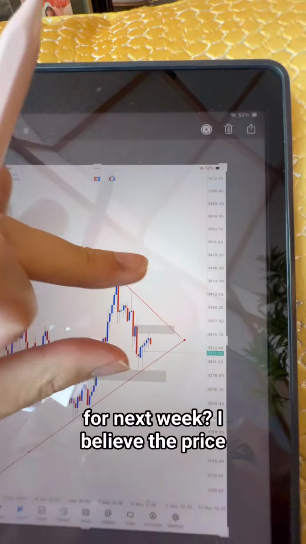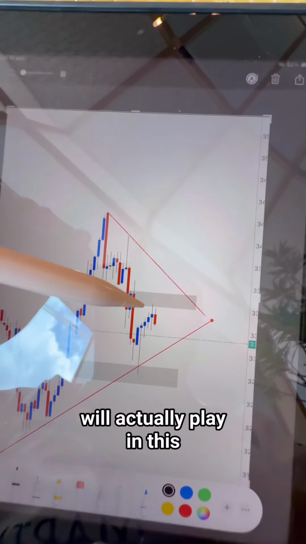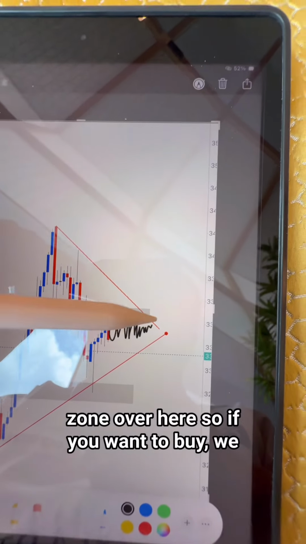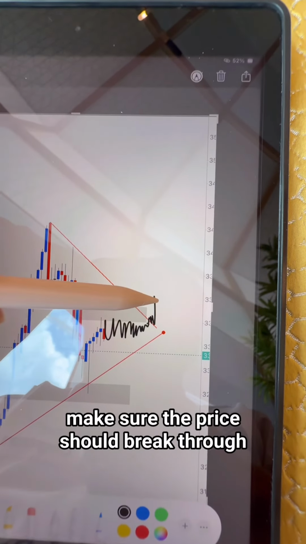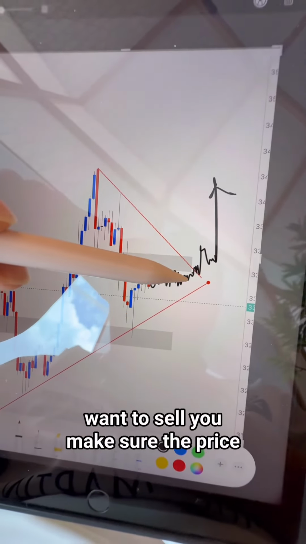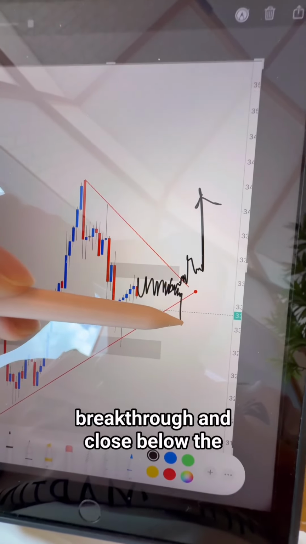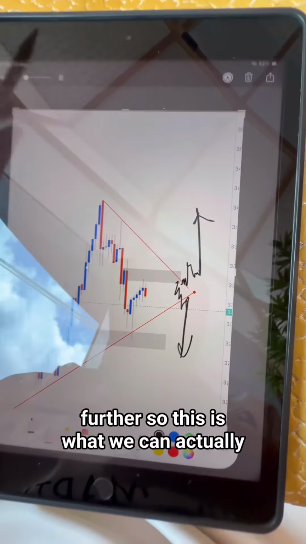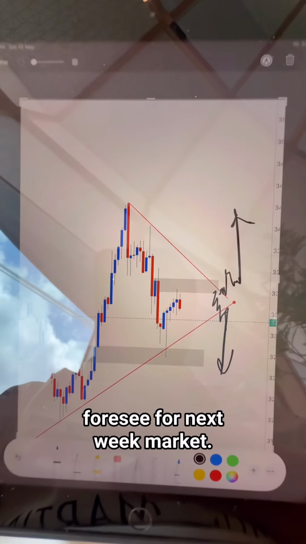For next week, I believe the price will play in this compression zone here. If you want to buy, make sure the price breaks through the trend line, comes back to retest, then probably it will fly high. If you want to sell, make sure the price breaks through and closes below the trend line, comes back to retest and drops further. So this is what we can foresee for next week's market.